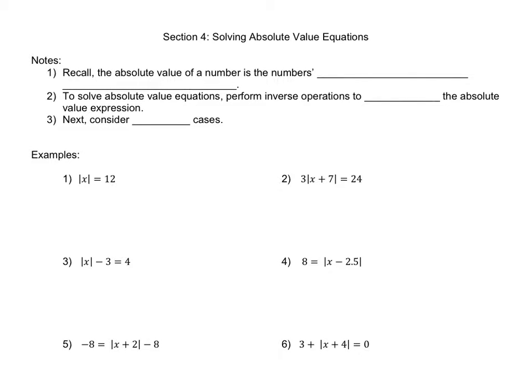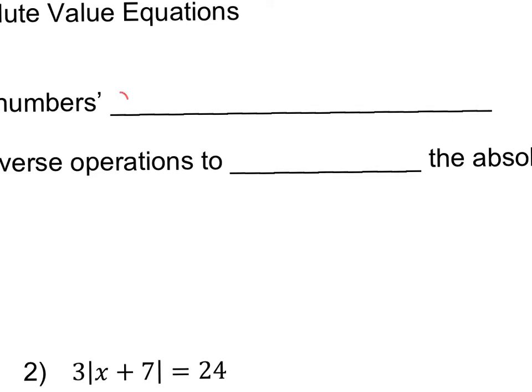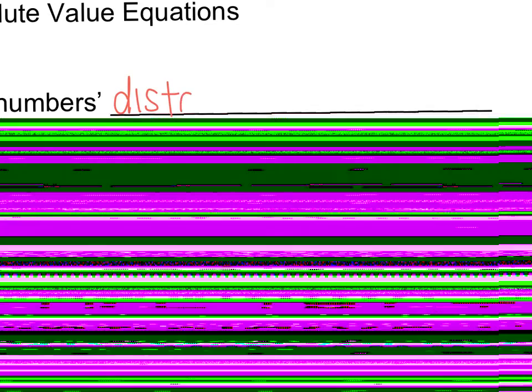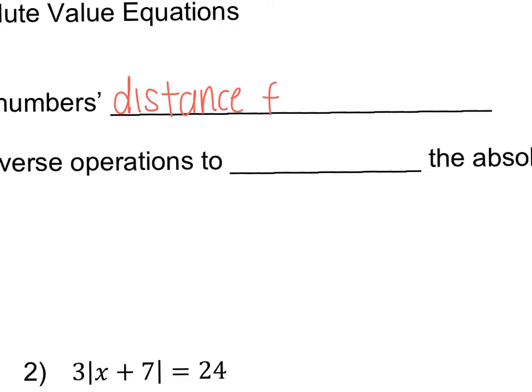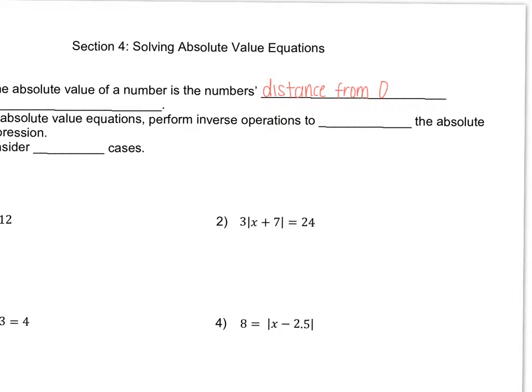Okay, this section of notes is probably something new, and it is a little bit tricky because you probably haven't been taught how to solve absolute value equations before. So a couple things. First, remember what absolute value is. First of all, it's always positive, but really it's measuring a number's distance from 0. That's what's going to go on this line. So the absolute value of 5 is 5 because it's 5 spots away from 0 on a number line.